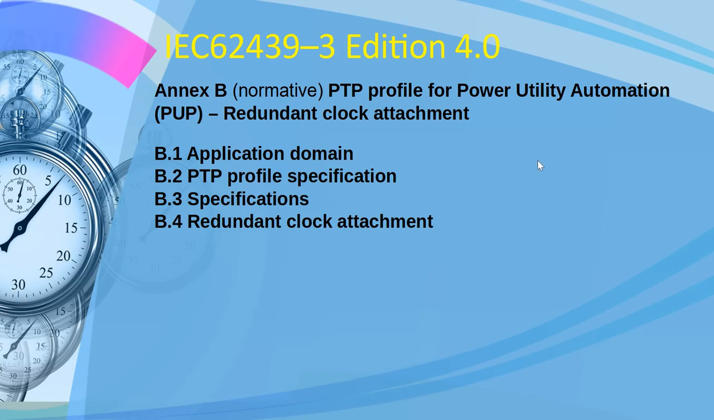Annex B defines the PTP profile for power utility automation, redundant clock attachment, including application domain, PTP profile specification, and redundant clock attachment.